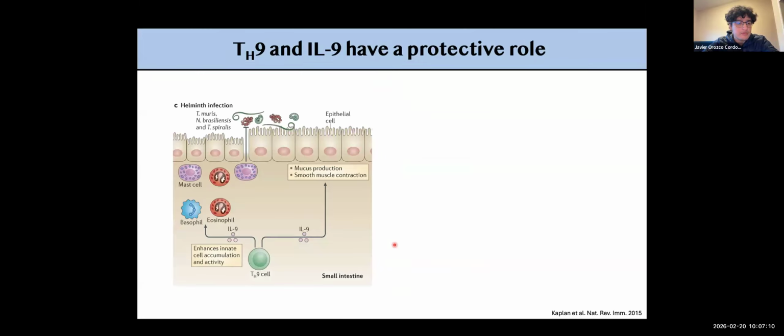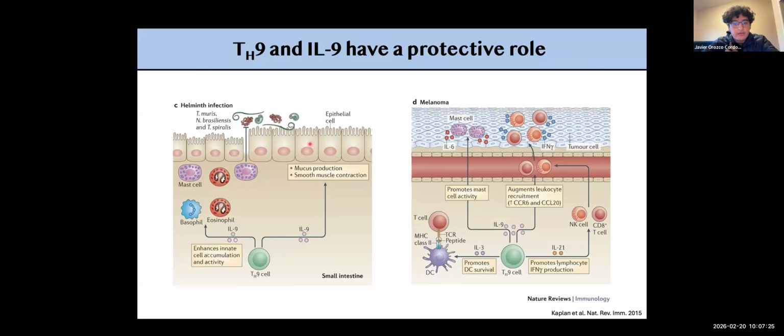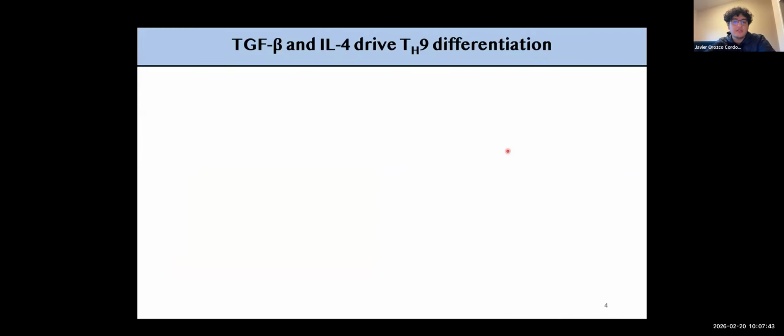So, for example, it was demonstrated that Th9 cells are key drivers of the anti-helminth response. Through secreting IL-9, they can promote the function of different innate cells, which then promote this anti-helminth response. On the other hand, Th9 cells can also secrete IL-9 in tumor contexts, so they can enhance the function and expansion of these innate cells, and also the function of CD8 T cells, thus contributing to the anti-tumor response.